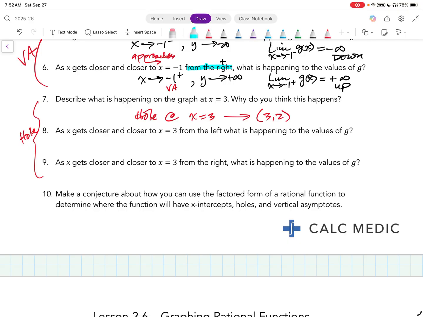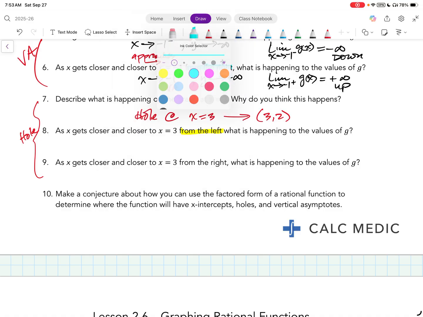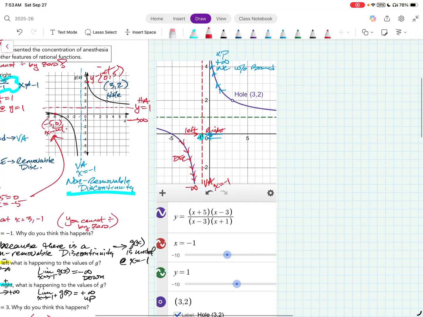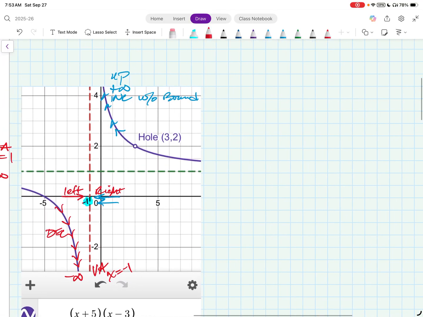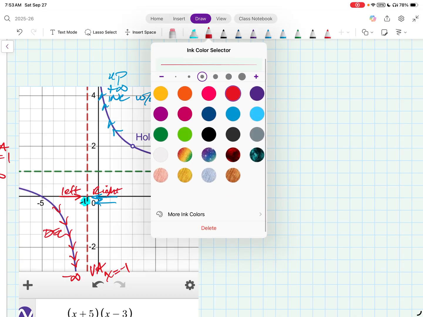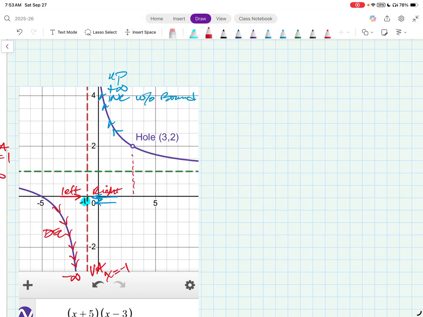Okay, but what is the behavior when you approach the hole from the left, and what's the end behavior when you approach it from the right? What's going on with the y values of g? Well, let's go figure that out. So let's go to the graph again. Now get your eyes on the hole here. So right here, let's find 3 on the x-axis. It's not labeled. So now your target point is 3. I refer to that as the target point. Just like -1 was the target point earlier, now get your eyes on 3.